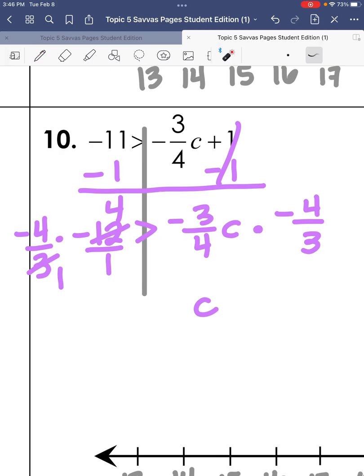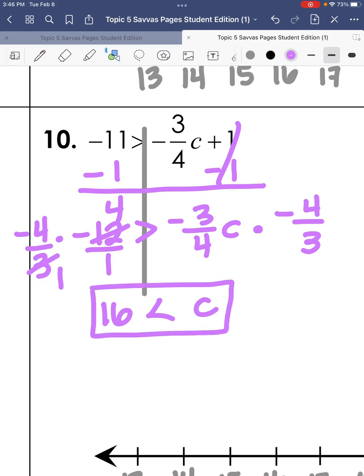Okay, so now that my denominators are both 1, I know my answer is a whole number, so I can ignore the denominators. So now I'm going to multiply my numerators together. Negative 4 times negative 4 is positive 16. Okay, but now let's talk about our sign, because we multiplied by a negative number. So when we multiply by a negative number, what happens? The sign flips. So instead of it being greater than or equal to, it's now less than or equal to. 16 is less than or equal to c is our answer.